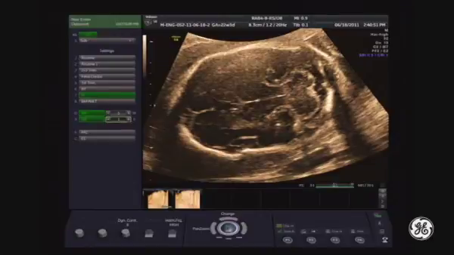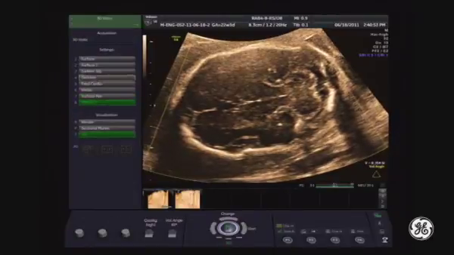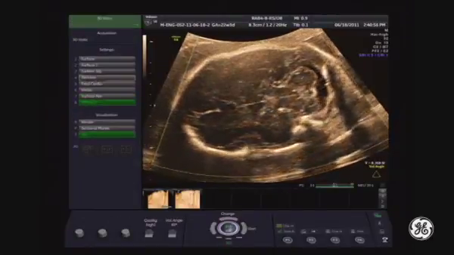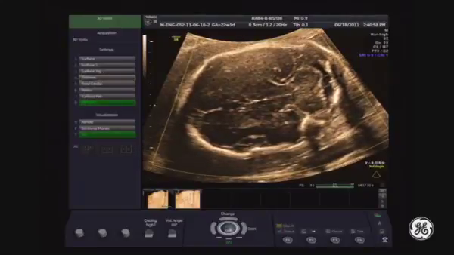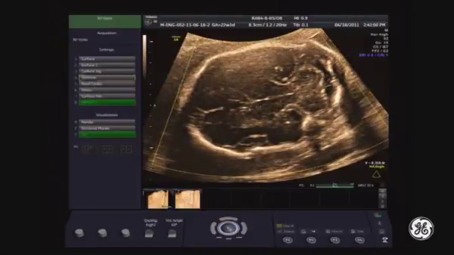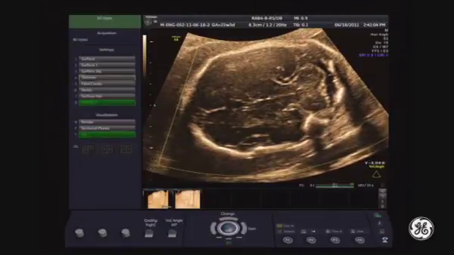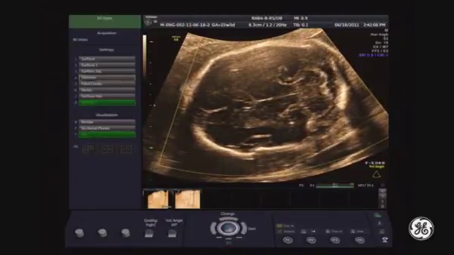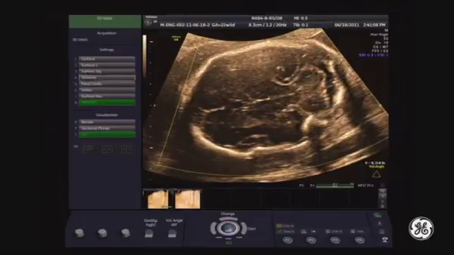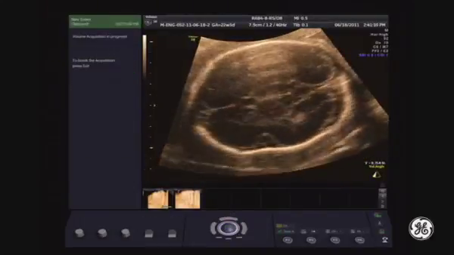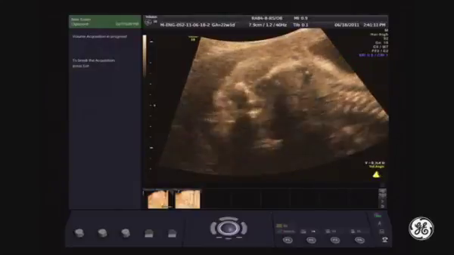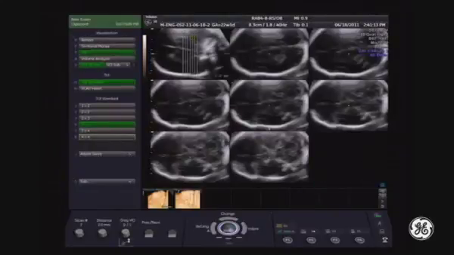I will activate 3D and I will try to watch the fetus. I can see that the cerebellum is there. The cavum septi is also clearly seen. The fetus looks quiet. I will initiate the acquisition. You could see that it went smoothly through the views of the brain.